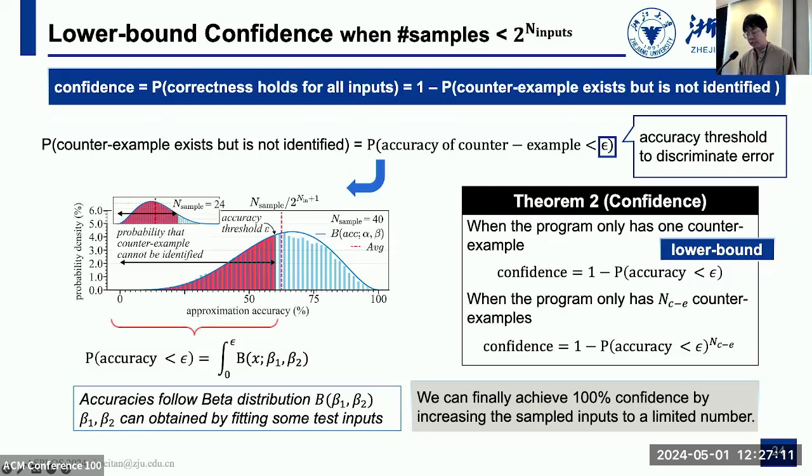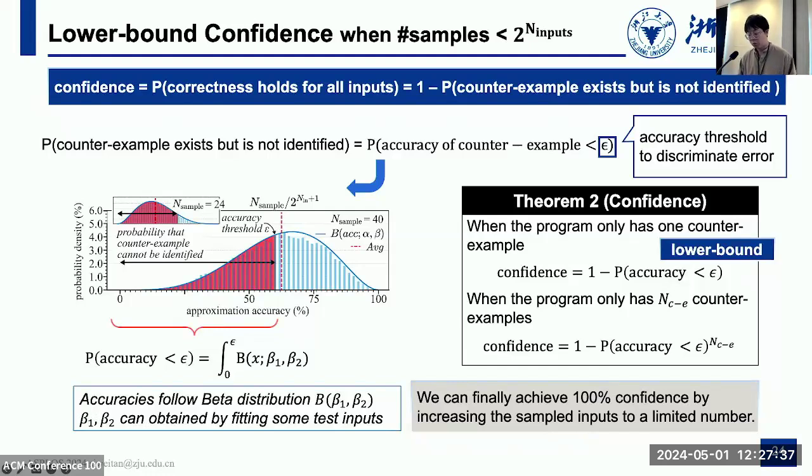And we observe that the accuracy follows a beta distribution. It involves two parameters, beta 1 and beta 2. These two parameters can be obtained by fitting a test data set. The probability that the counterexample cannot be identified is the red area in the figure, obtained by integrating the distribution function. Then here comes the confidence estimation function: 1 minus the red area.